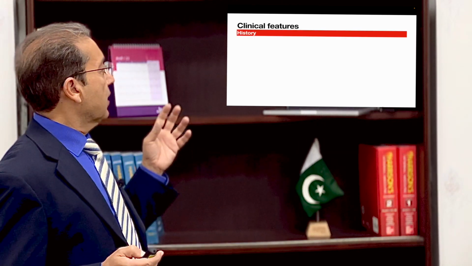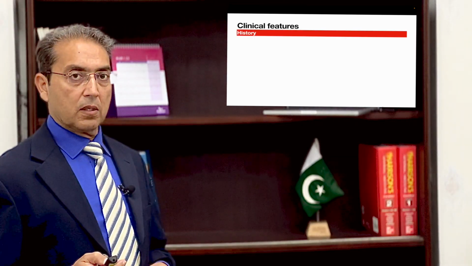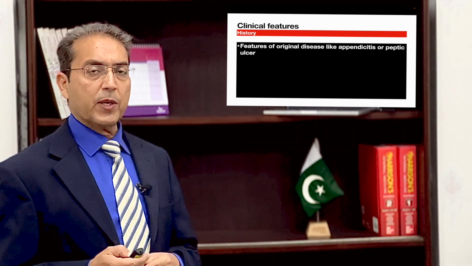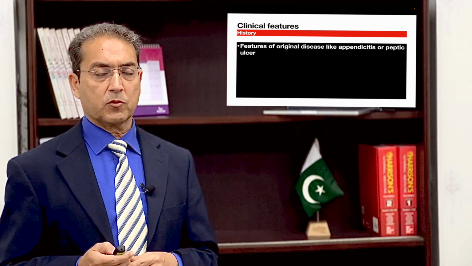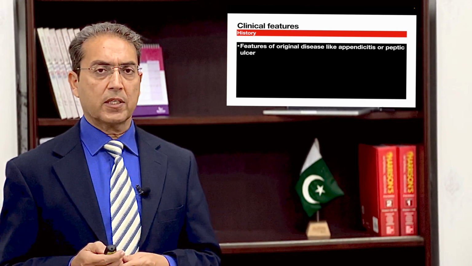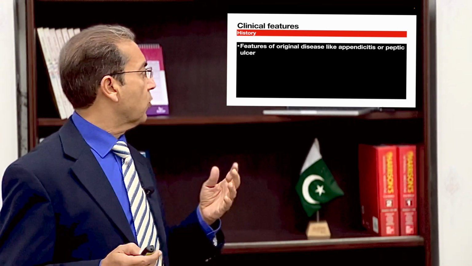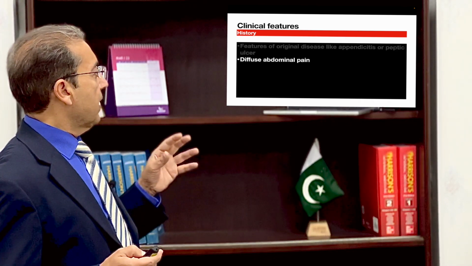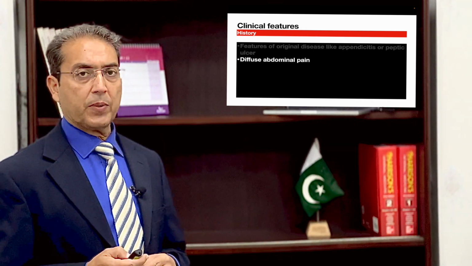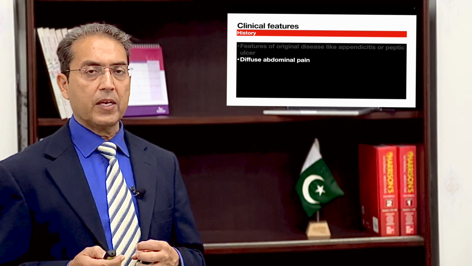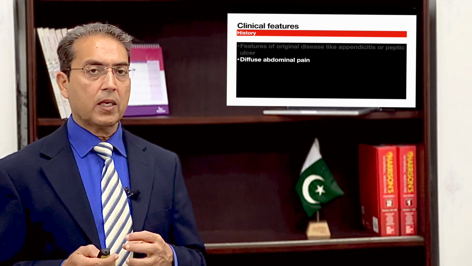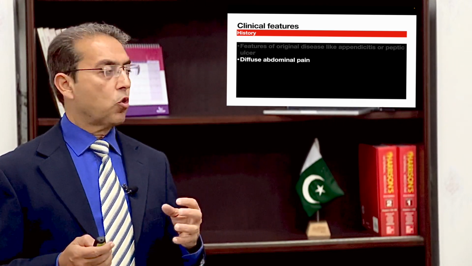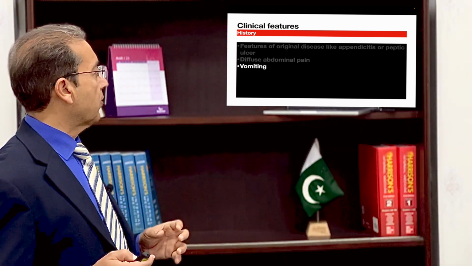Now, what are the clinical features when a patient presents with perforation? The features of the original disease may be present before the perforation develops. For example, the patient may have features of appendicitis, or there may be features of enteric fever going on. There may be features of a disease like peptic ulcer disease. There is diffuse abdominal pain. Initially, the pain is localized to the affected organ, and then when there is peritonitis, perforation, this spreads to the whole abdomen. The patient may have diffuse abdominal pain.